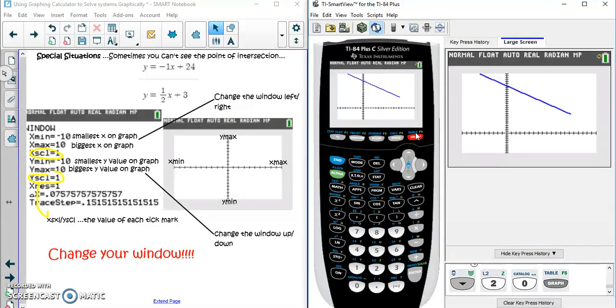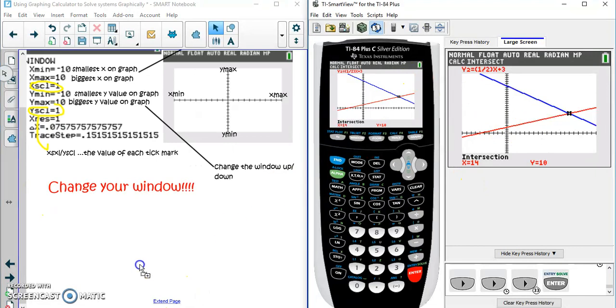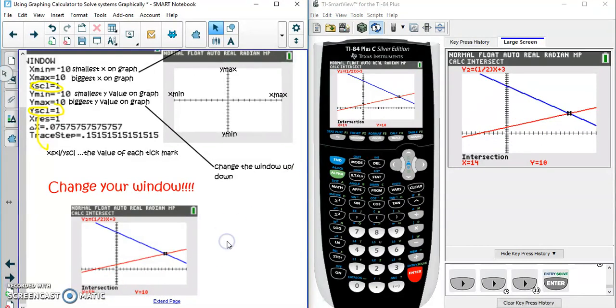Now after I do that, what I see is that they actually do intersect. I'm just going to quickly find the point of intersection there, which I would ask you to also do. After we change the viewing window, we do get the answer. I think they touch right about here, and then my calculator will tell me that they touch at the point 14, 10.